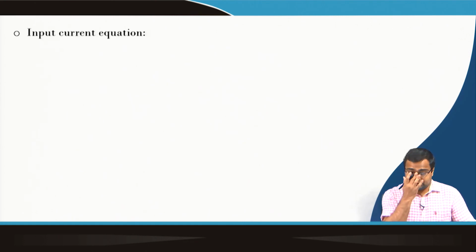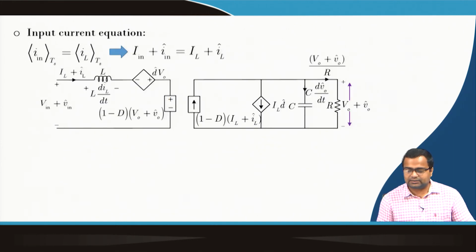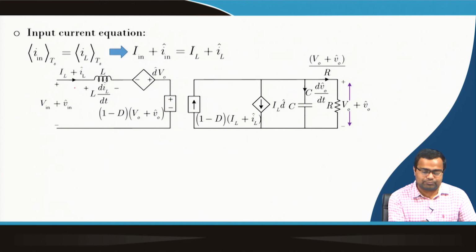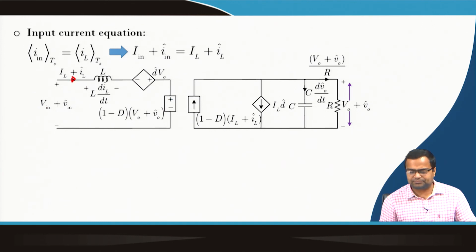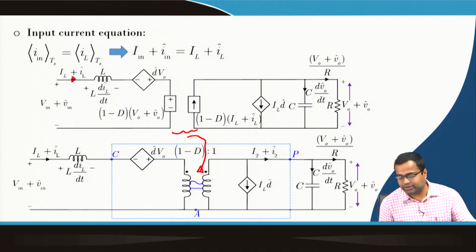So, now we can write the input current. For a boost converter, the input current is the same as the inductor current. So you can write all three equations. The input current and inductor current are the same, and we already got the dynamics of the inductor current and the dynamics of the capacitor voltage. We join them, then we can replace this with a DC transformer, and then we can obtain this.